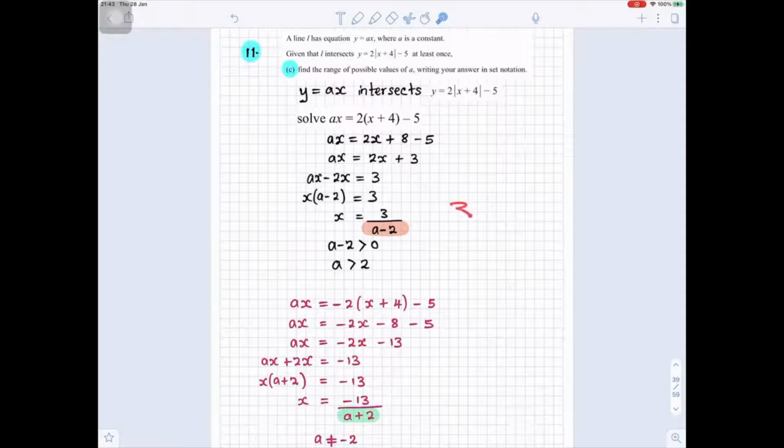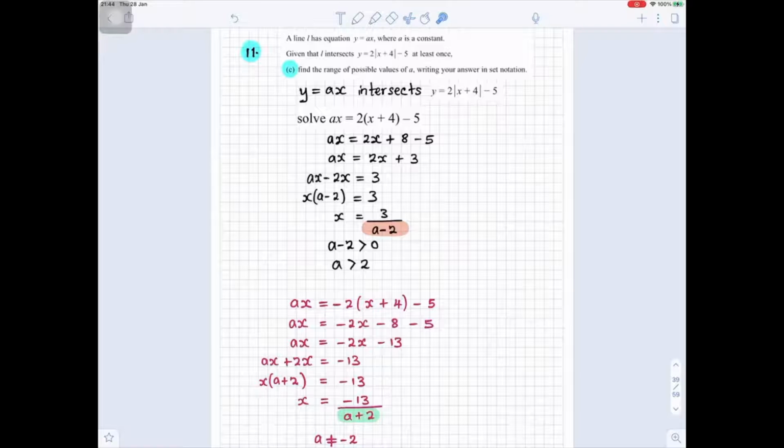You don't want to divide by 0. 3 divided by 0 is an error on your calculator. So you don't want the denominator to be 0. So a minus 2 should be bigger than 0. So you can say a is bigger than 2.